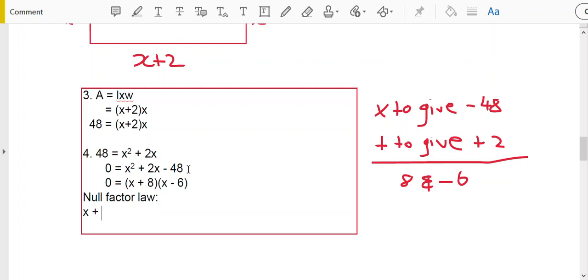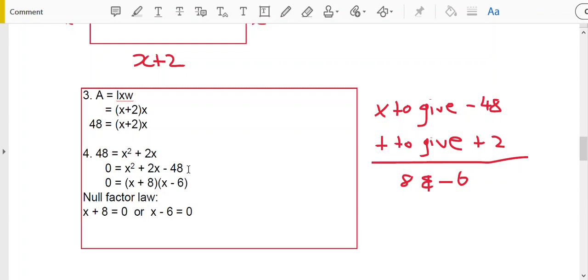So one of the brackets, x plus 8 equals 0, or the other bracket would equal 0. So that's x plus 8 equals 0, or x minus 6 equals 0. Solve these equations for x. Would give me x equals minus 8, or x equals positive 6. Okay, so there's the 2 answers.